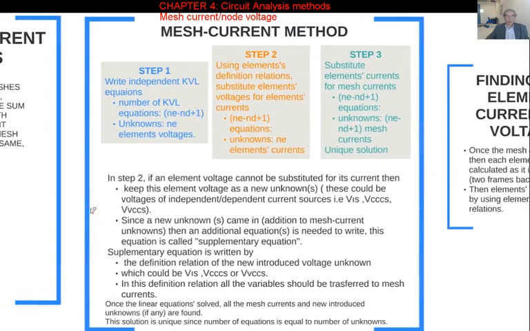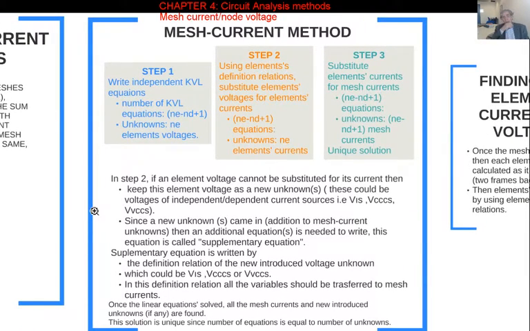Mesh current method. There are three steps that we've got to follow to end up with what we wanted. Step 1: write independent Kirchhoff law equations. You know the Kirchhoff law equations; the independent ones are those which are written for the meshes. So we've got NE minus ND plus 1 equations, that many KVL equations. The unknowns seen in these equations are the element voltages, any number of them.